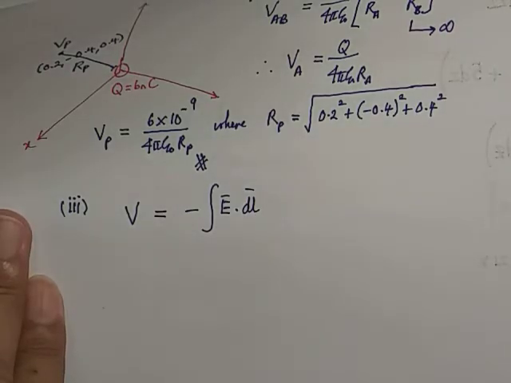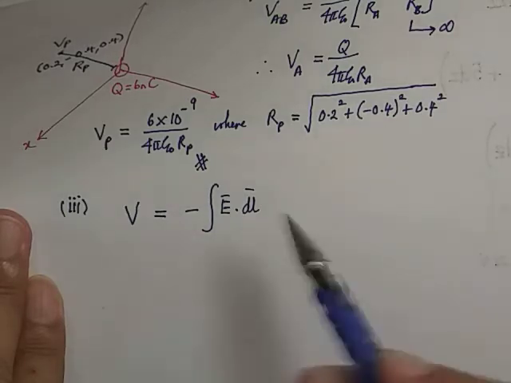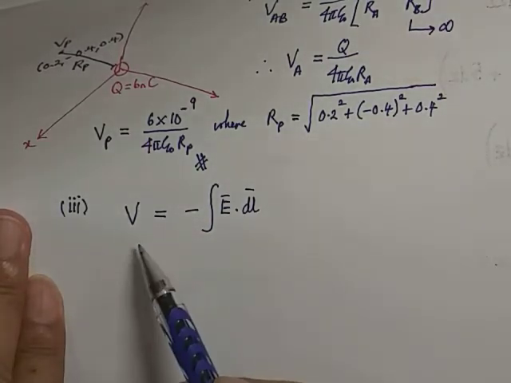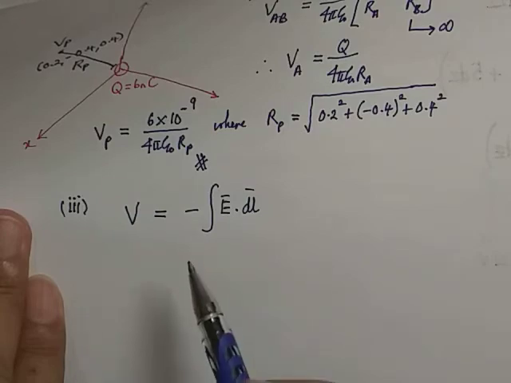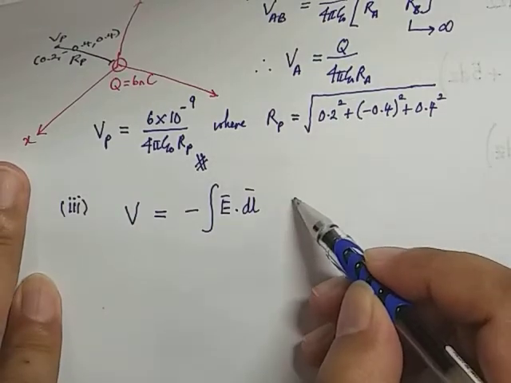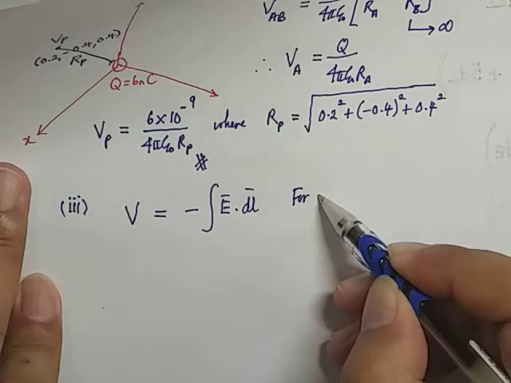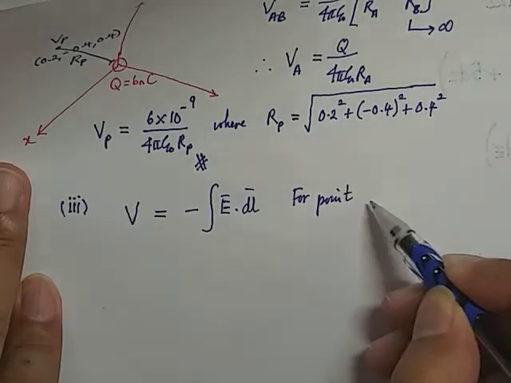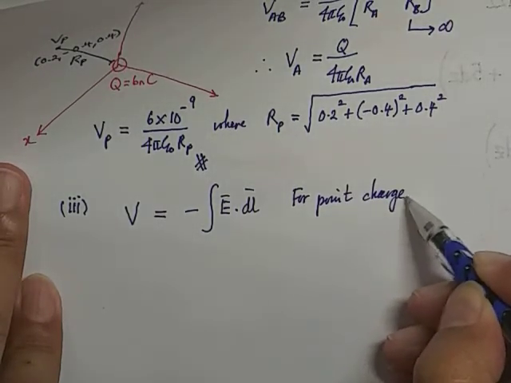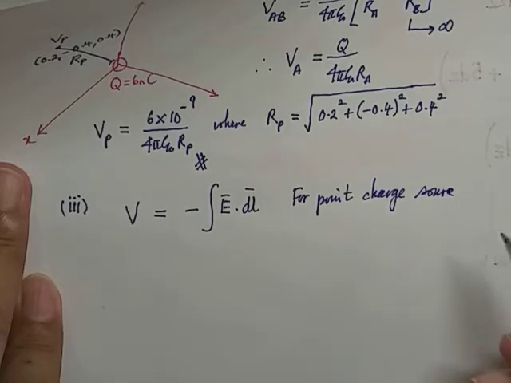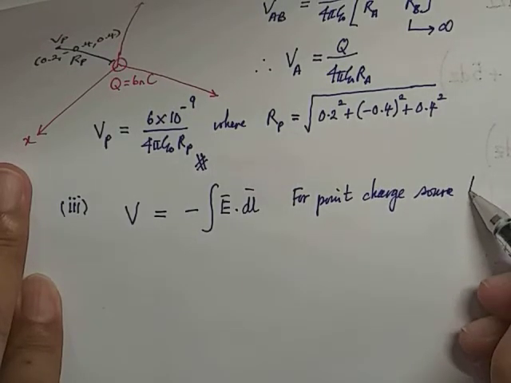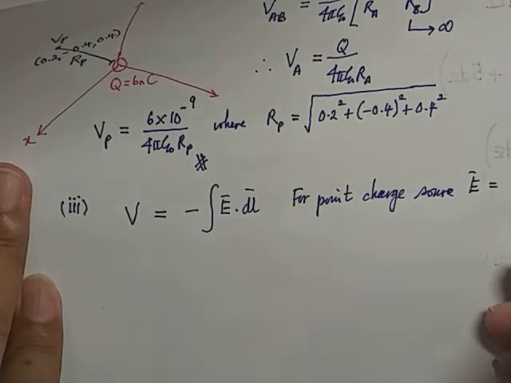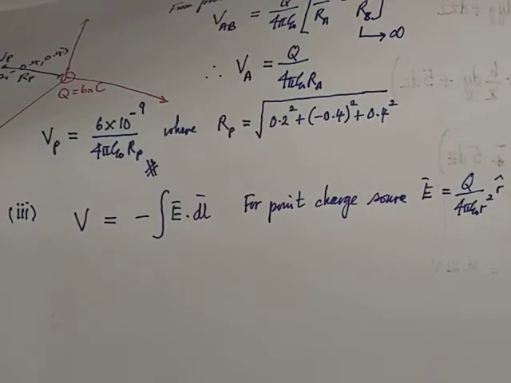Okay, because just assume that at this stage I'm going to just make it without limit. So for a point charge source, meaning that E is equal to Q divided by 4 pi epsilon naught R squared in all directions. Okay, that should be our definitions.